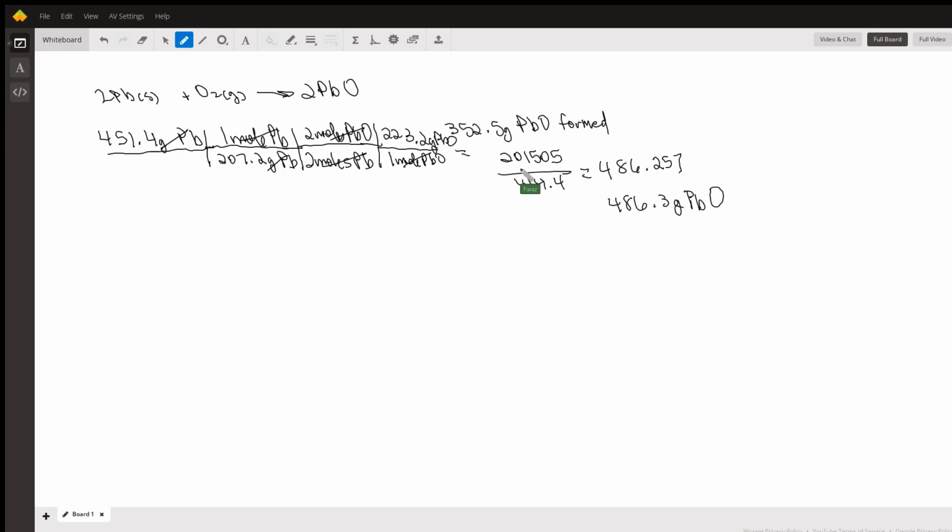Okay, they asked you one more question: the percent yield. You take the amount that's formed, 352.5, and divide it by our theoretical yield. It's 486.3. This calculation that we did is called our theoretical yield. So you divide by the theoretical PbO, and you multiply it times 100, and that will give us our percent yield.